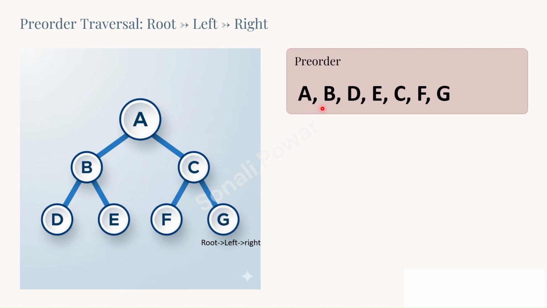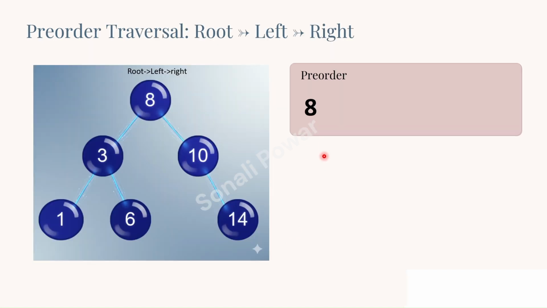So this is the pre-order traversal of the given tree. I will take one more example for the pre-order. As I said, you have to process the root first, then left, then right. So in this tree, 8 is the root. So we will first visit the 8. After that, we can move towards the left side of the 8.